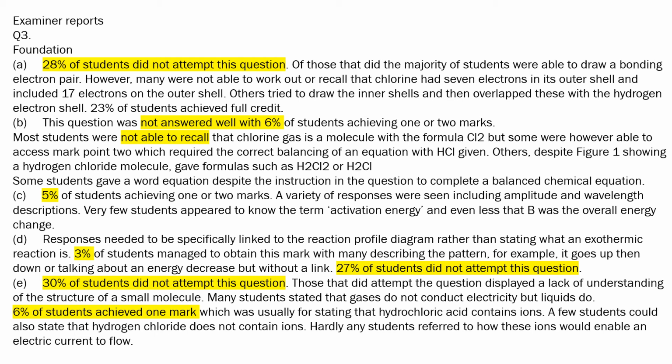So this was not done well at all. Most students were not able to recall that chlorine gas is a molecule with the formula Cl2, but some were, however, able to access mark point 2, which required the correct balancing of an equation with HCl given. Others, despite figure 1 showing a hydrogen chloride molecule, gave formulas such as H2Cl2 or H2Cl. Some students gave a word equation despite the instruction in the question to complete a balanced chemical equation.